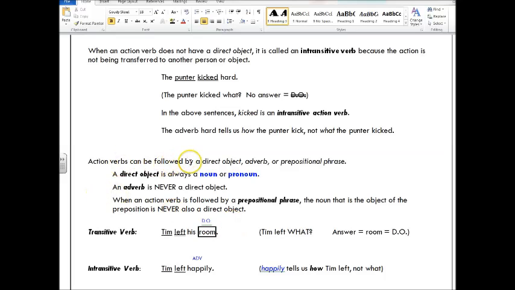Action verbs can be followed by three things. They can be followed by a direct object, an adverb, or a prepositional phrase. A direct object is always a noun or pronoun, the pronoun taking the place of a noun. An adverb is never a direct object, such as hard up here. And when an action verb is followed by a prepositional phrase, the noun that is the object of the preposition is never also the direct object. That's why we cross them off if we're looking for direct objects.